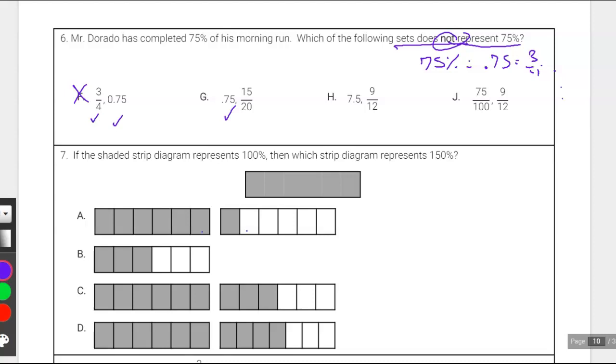0.75 does. So G is not the answer. 7.5 doesn't. And 9/12 doesn't. Neither one of those do. That's the answer. Because even though 75/100 does, 9/12 does not. So H is your answer on that question.